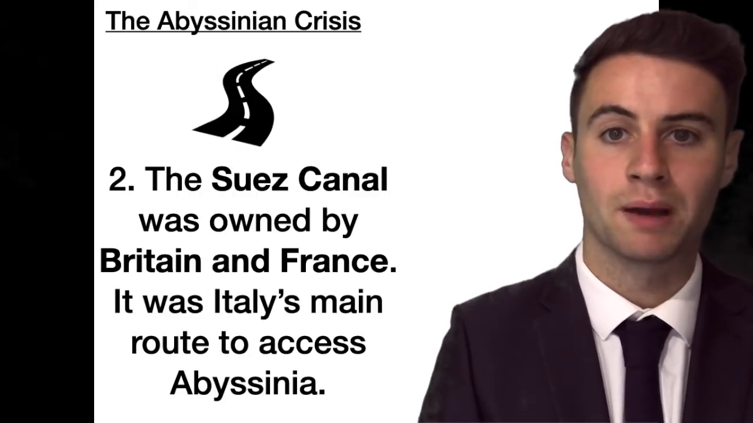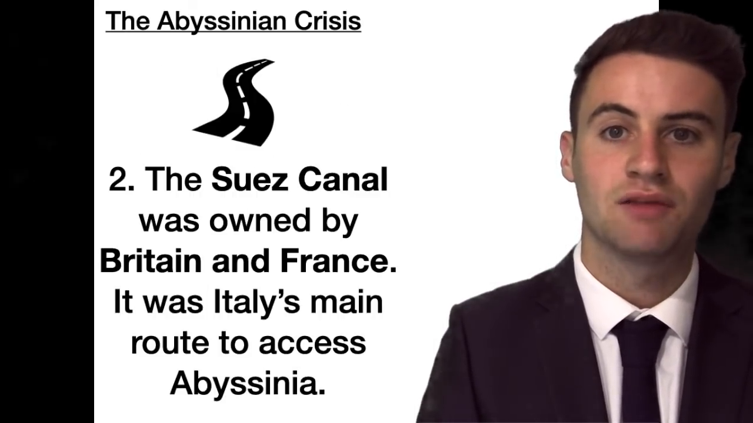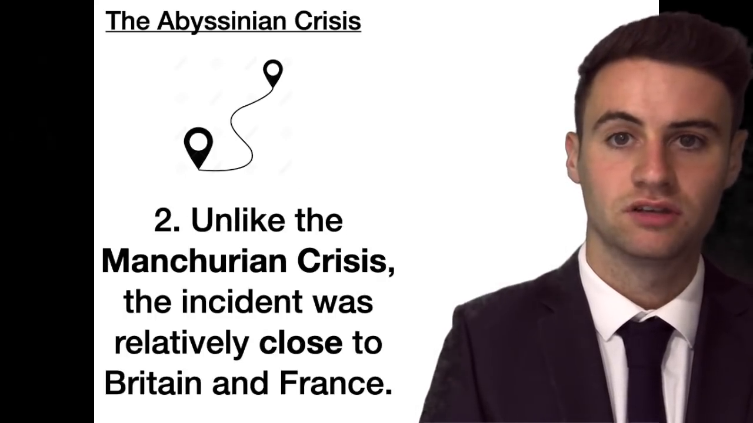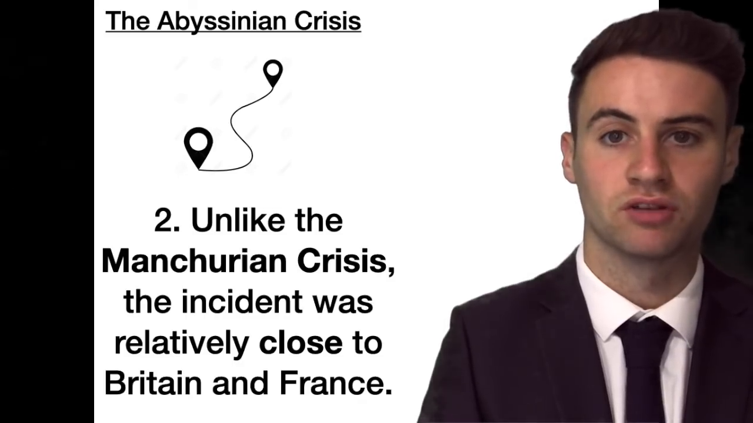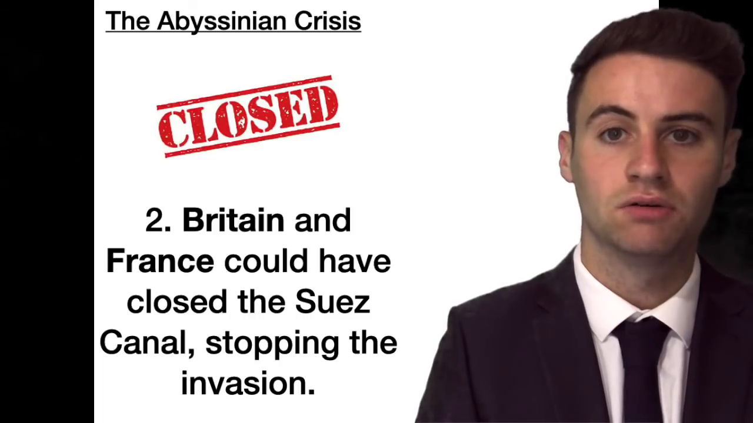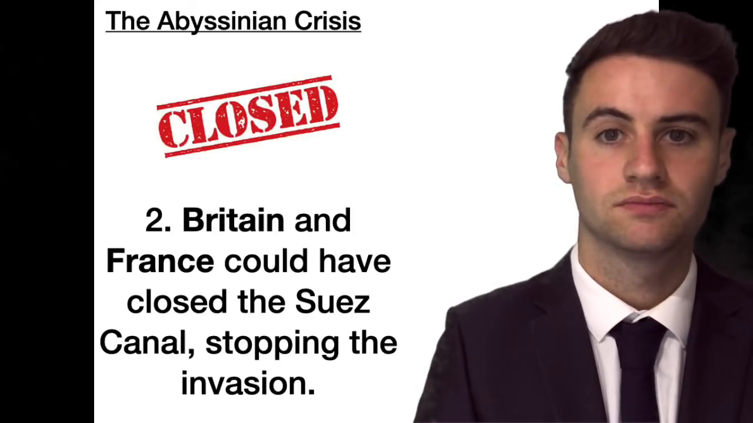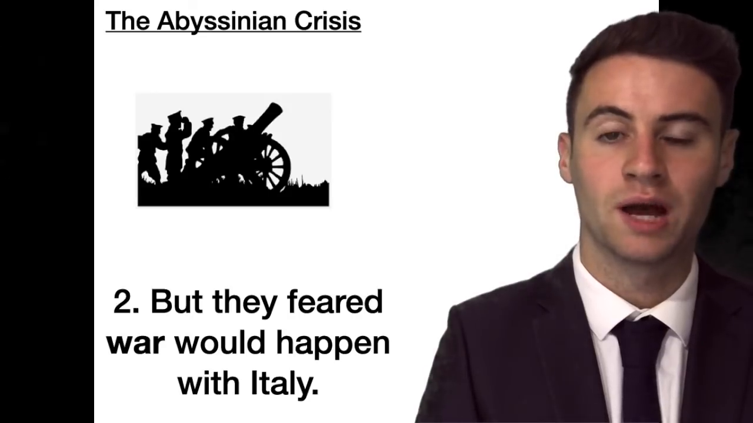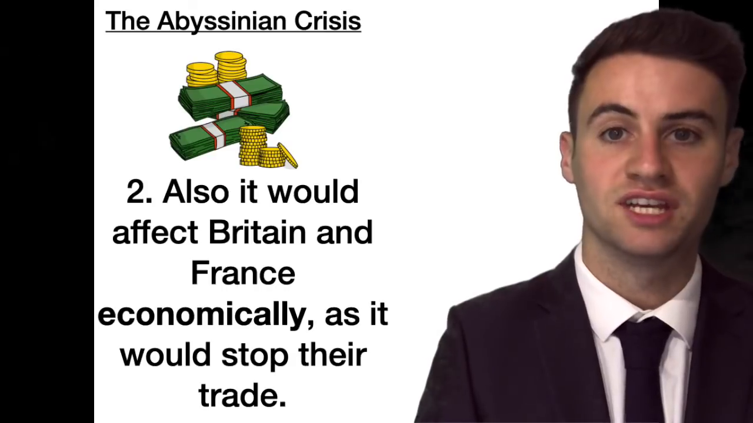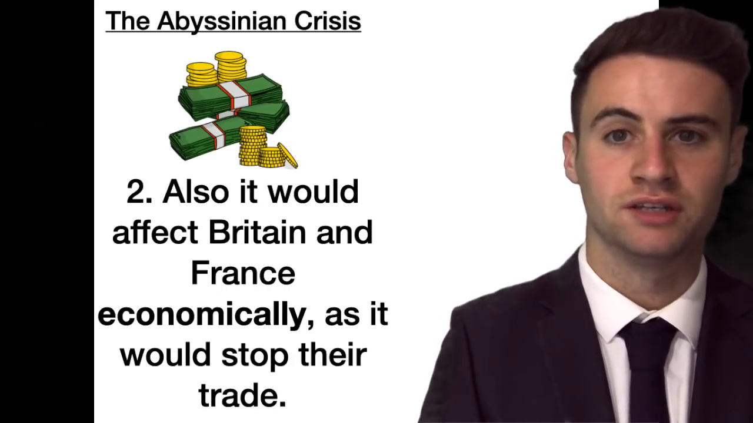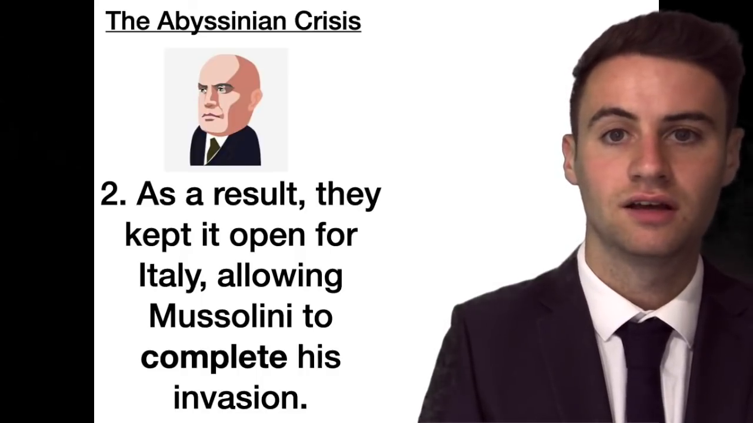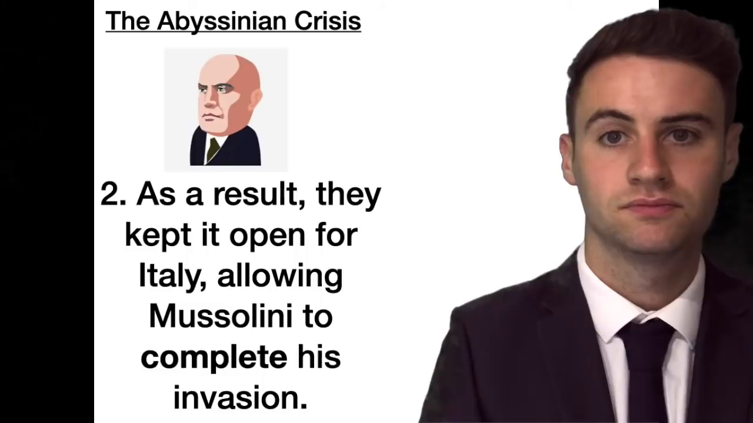Reason two: the Suez Canal. The Suez Canal was owned by Britain and France. It was Italy's main route to access Abyssinia. Unlike the Manchurian crisis, the incident was relatively close to Britain and France. Britain and France could have blocked the Suez Canal, stopping the invasion, but they feared war would happen with Italy. Also, it would affect Britain and France economically, as it would stop their trade. So as a result, they kept it open for Italy, allowing Mussolini to complete his invasion.